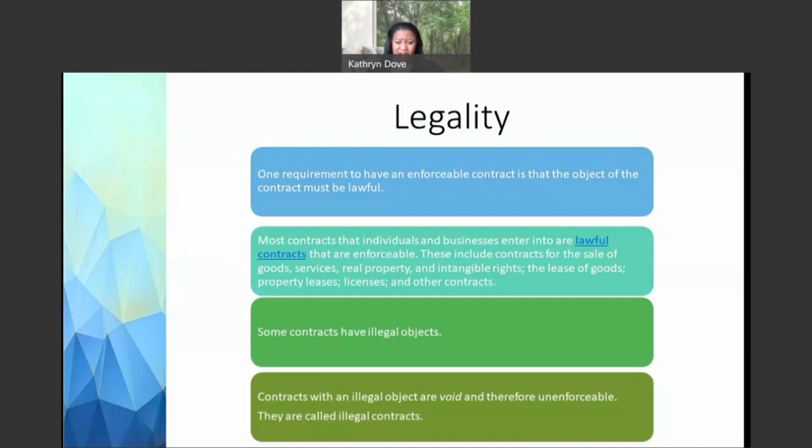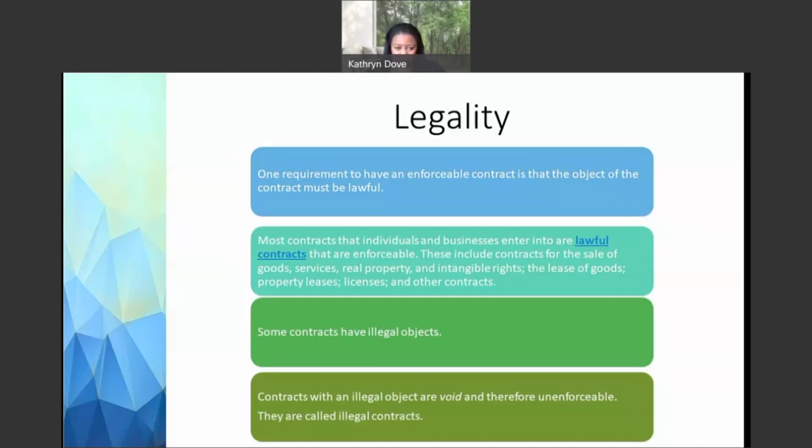A contract for hire, solicitation for murder. If I agree to pay someone $10,000 to kill my spouse and the person kills my spouse, but I don't give them the $10,000, I keep all the insurance money for myself, they can't go into court and enforce that because that contract has an illegal subject matter.